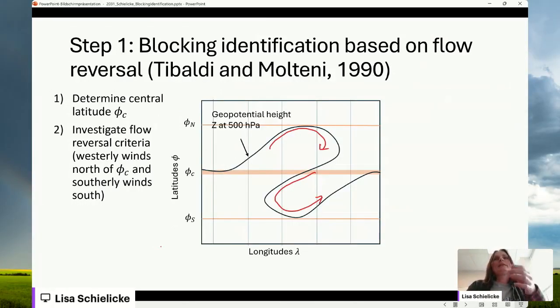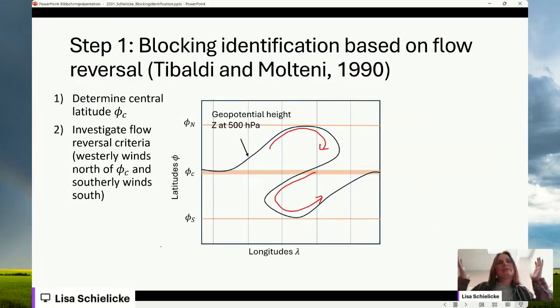The first step is identifying the blocking longitudes or latitudes. In my method I just used a very simple one, the Tibaldi and Molteni blocking identification method, which evaluates at a central latitude. This can be just a constant value or some climatological value of a latitude where the storm track usually occurs. And then it investigates the gradient of the geopotential height towards the northern and the southern side. And if we have reverse flow, we say that this particular longitude is blocked.